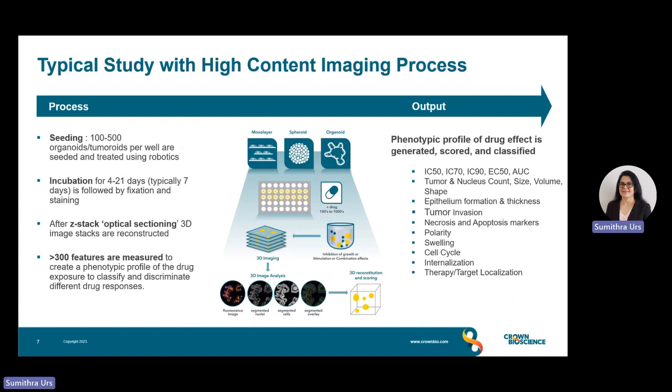The 3D images are then reconstructed and, using multiple parameters such as cell size, shape, number of nuclei, etc., the effect of the drug exposure is phenotypically profiled. The outputs can be varied. It can be IC50, tumor and nuclei count, the size of the nuclei, the size of the cell, the volume, shape, necrosis, internalization, and even localization.